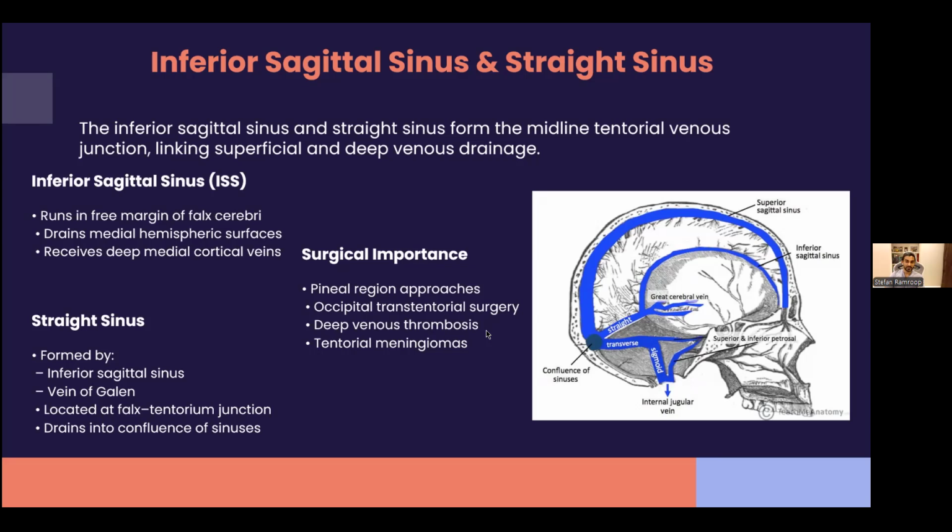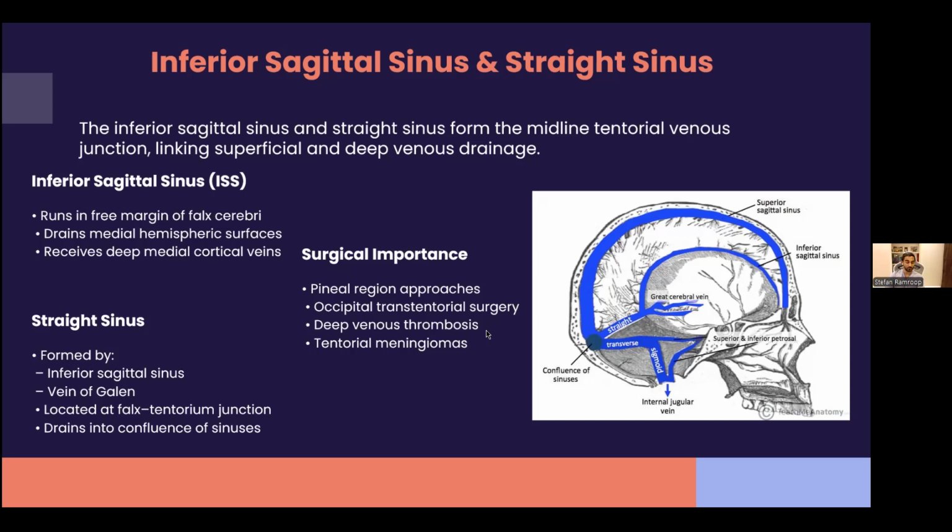Your transverse and sigmoid sinuses now represent your primary outflow from the cranial vault to the systemic circulation. The transverse sinus extends laterally from your confluence of sinuses along the tentorial attachment, and it will curve inferiorly as the sigmoid sinus, forming an S-shaped course that will then exit the skull through your jugular foramen as the internal jugular vein.